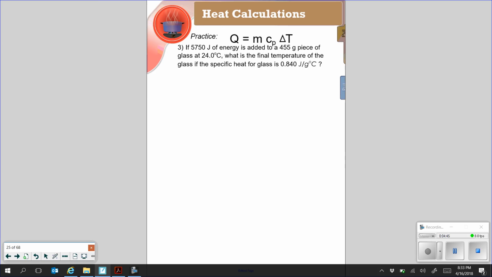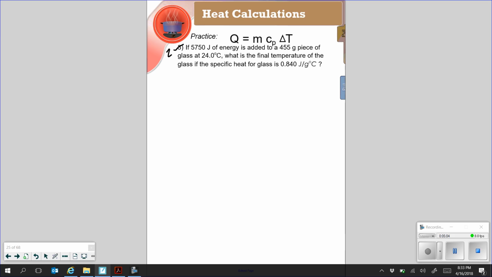Practice another problem here. This is number 2. They have 5750 joules of energy added to a 455 gram piece of glass at 24.0 degrees Celsius. What is the final temperature of the glass if the specific heat for glass is 0.840 joules over gram degrees Celsius?